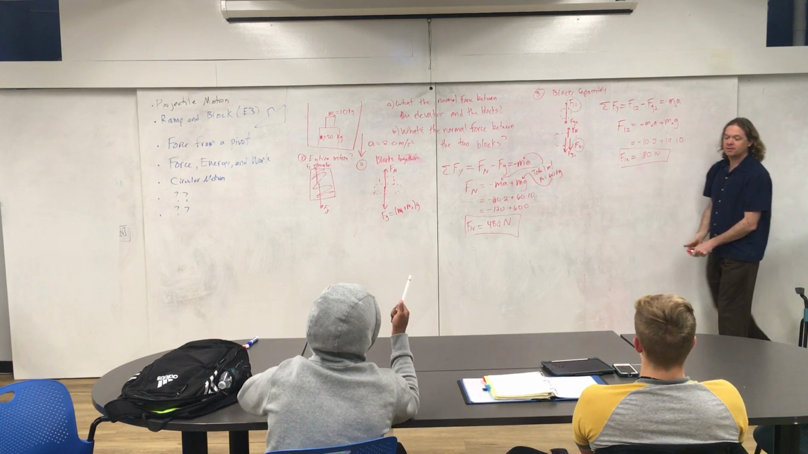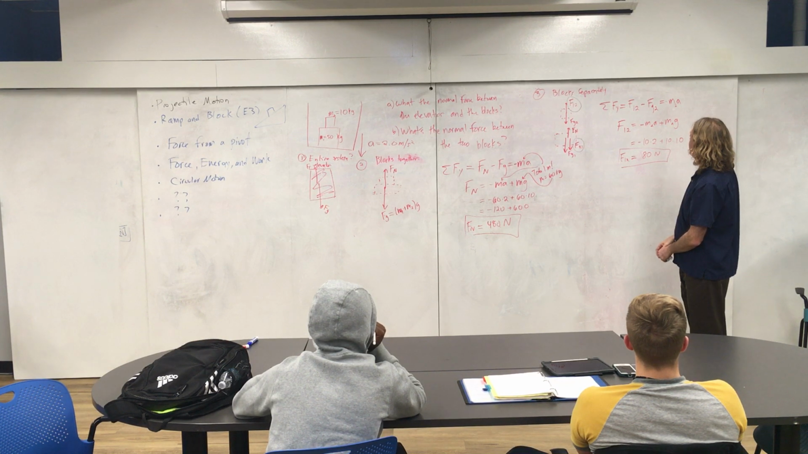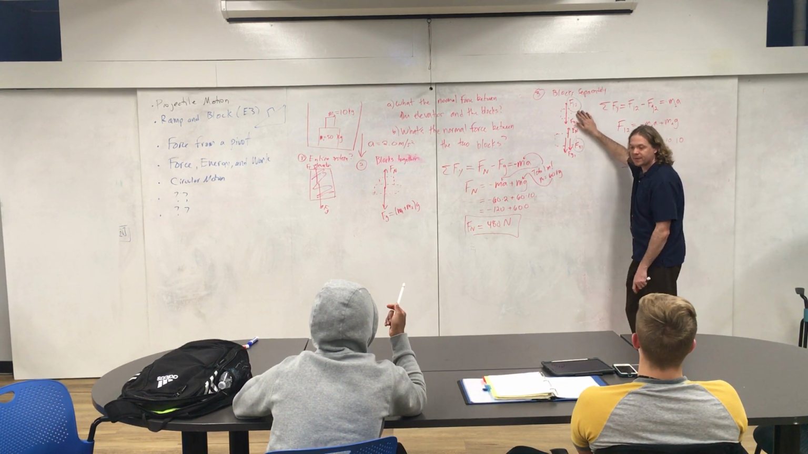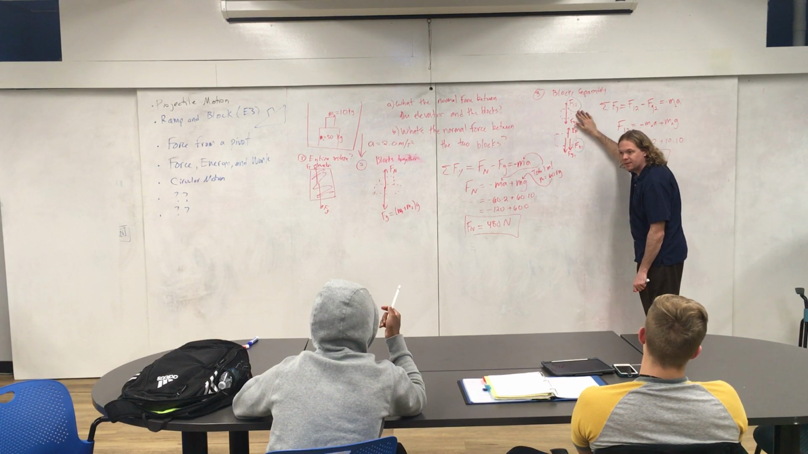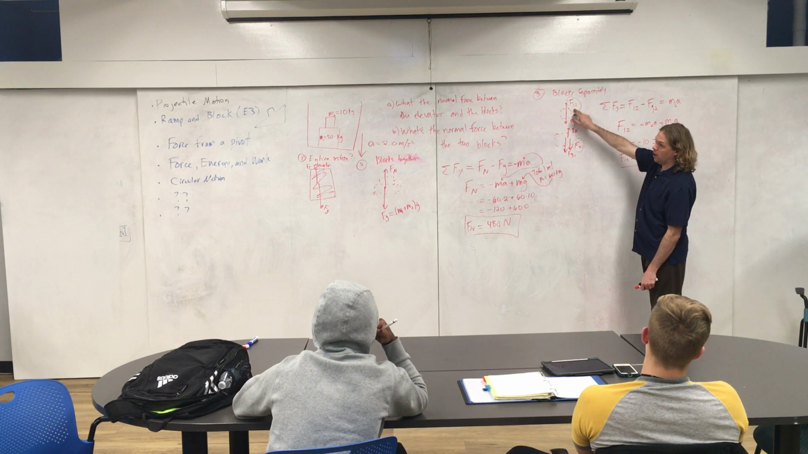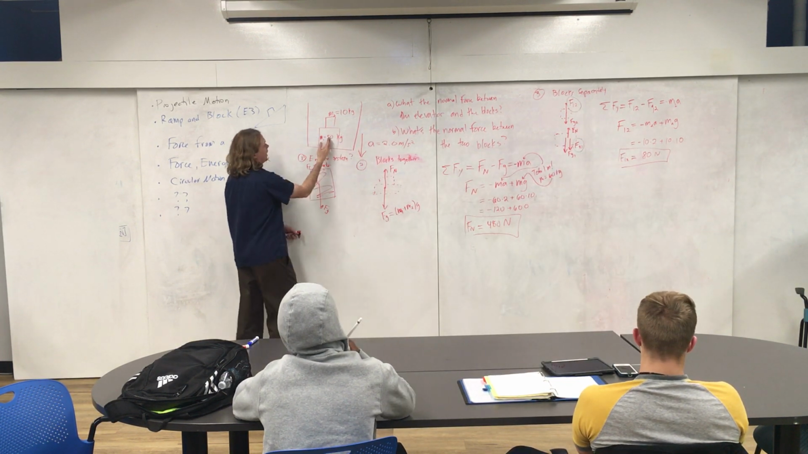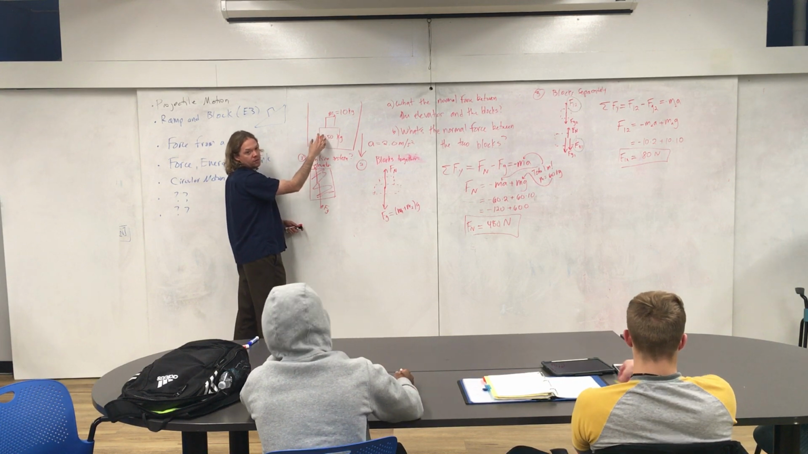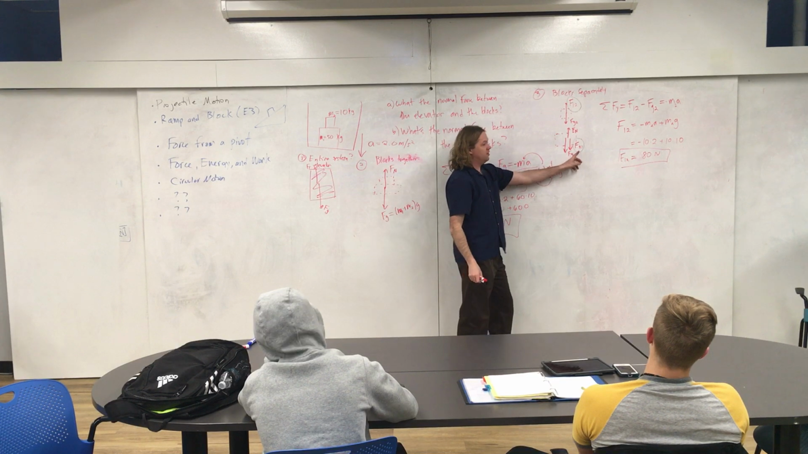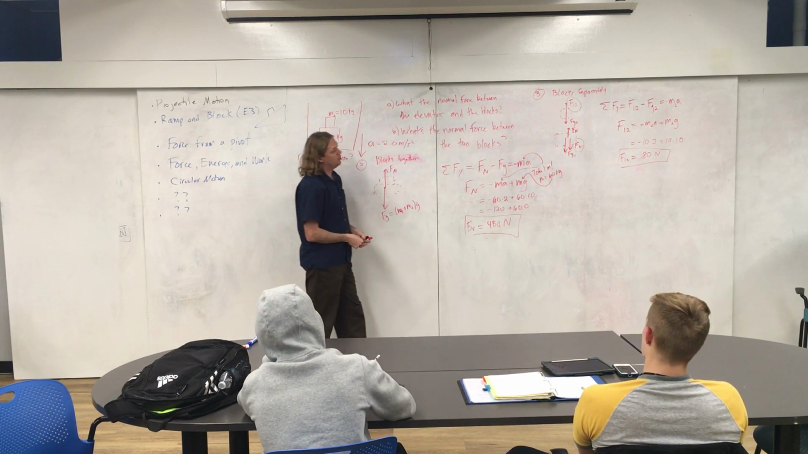No, so this is F1 on 2, so it's block 1 acting on block 2. Yeah. So let's just label it, this is 1 and 2, and this is like it holding it up. That's why I switched it when I wrote this. This is now 2 acting on 1.